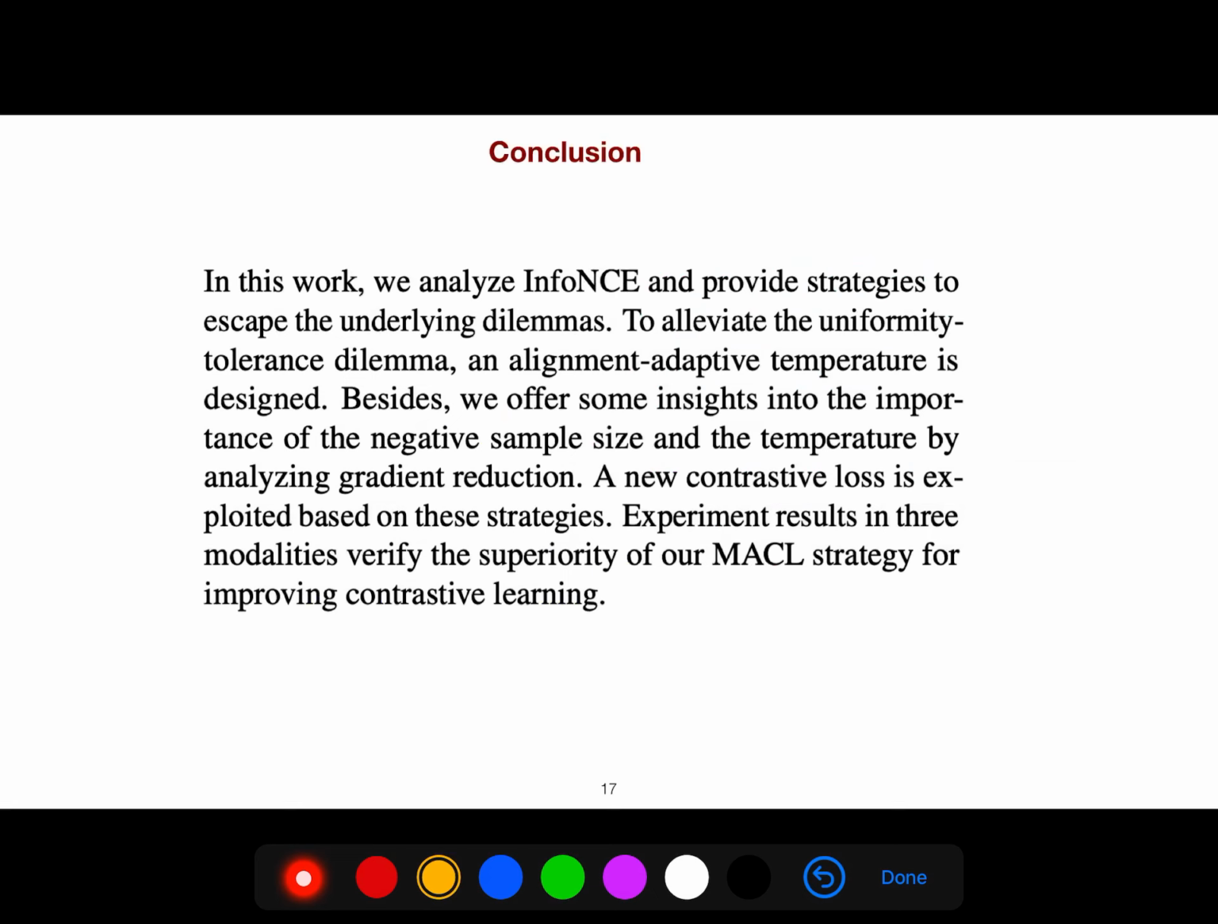In conclusion, they analyze inference and provide strategies to escape the underlying dilemmas. To alleviate the uniformity tolerance dilemma, an alignment adaptive temperature is designed. Besides, we offer some insights into the importance of the negative sample size and the temperature by analyzing gradient reduction. A new contrastive loss is exploited based on these strategies.